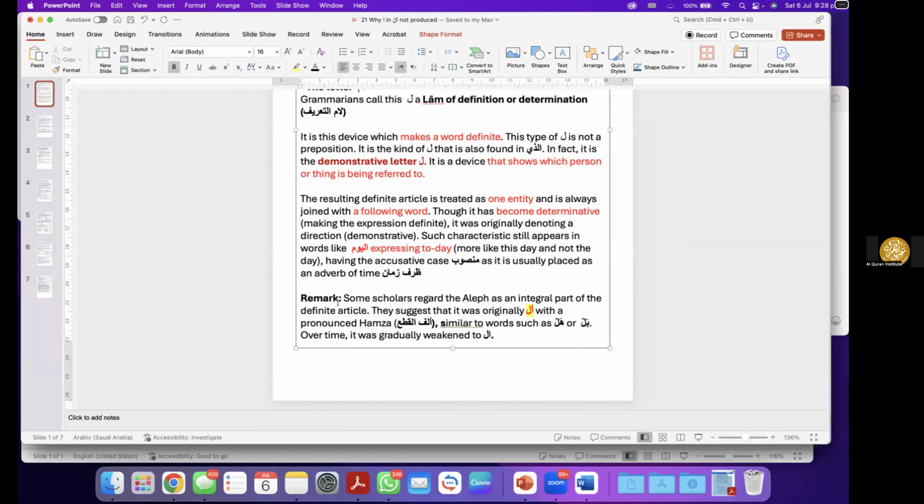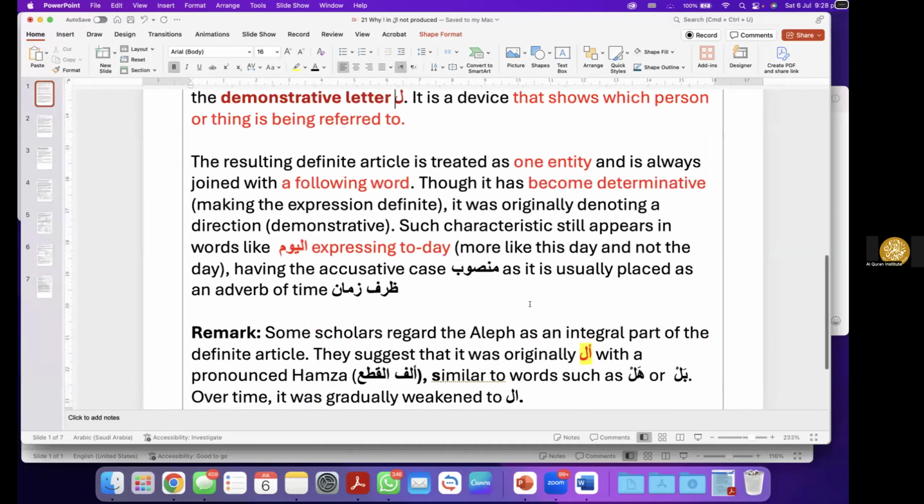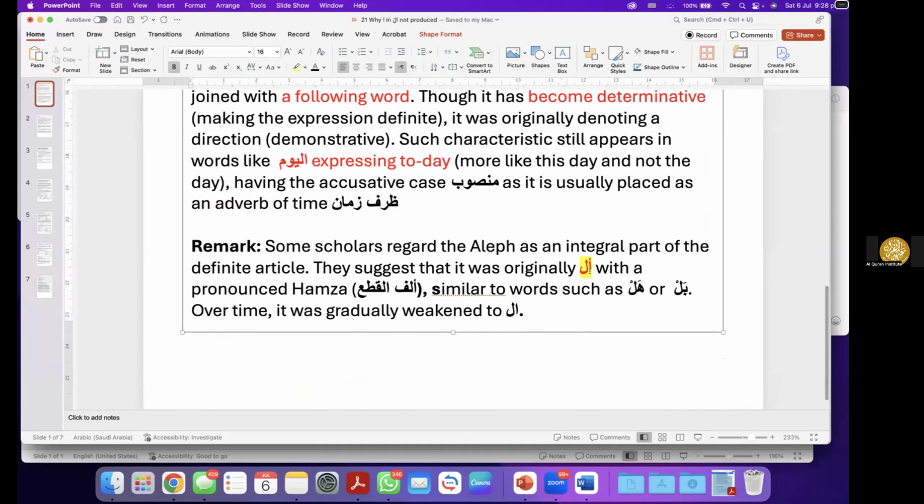So, last remark on that, some scholars regard the alif as an integral part of the definite article. Can you see? We said lam is the one which makes it definite, but there are some opinions that alif is an integral part of the definite article. They suggest that it was originally, look at this, coming from thousands of years before now. Some grammarian experts made all these opinions and it is still in discussion, okay?